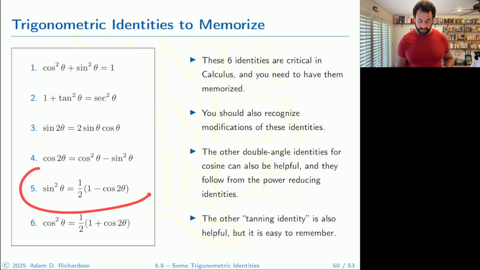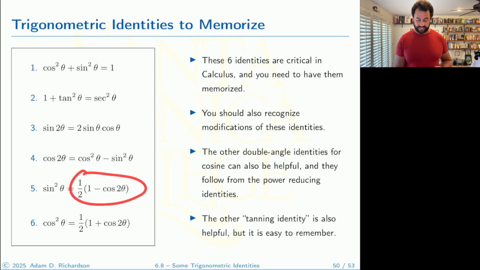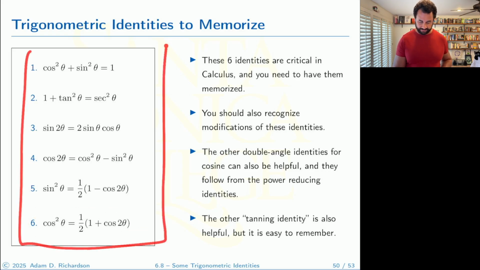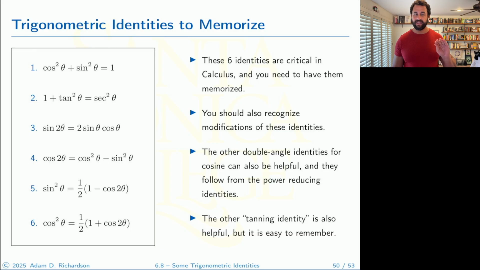Then there's the power reducing identities, and these are honestly just critical when you're doing integration in calculus because this turns out to be very hard to integrate. But this is really easy to integrate. So it's kind of funny how that works, but you will see what I mean when you get into calculus. And then the last one there. So these six and slight modifications of these are ones that you should have memorized.